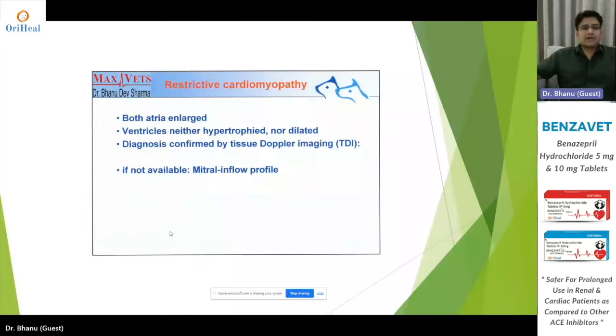So this is again a quick recap. Both atria would be enlarged. The ventricles would be neither hypertrophied nor dilated. Diagnosis would be confirmed by tissue Doppler imaging. Even for those of you who are not doing echocardiographies, it is still important to know this fact that the diagnosis of RCM would be either through tissue Doppler imaging, or if that is not available, you have to use the mitral inflow profile.